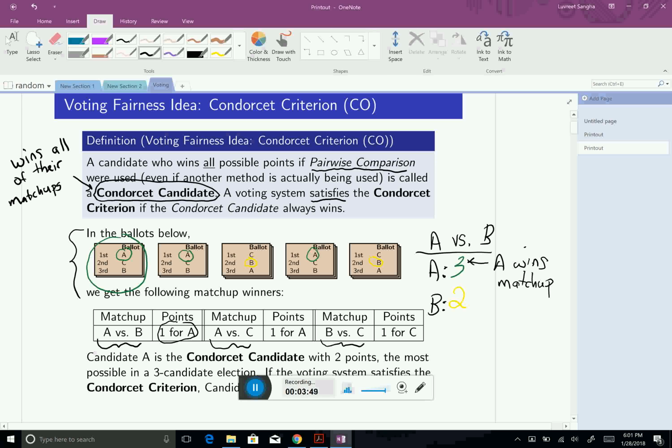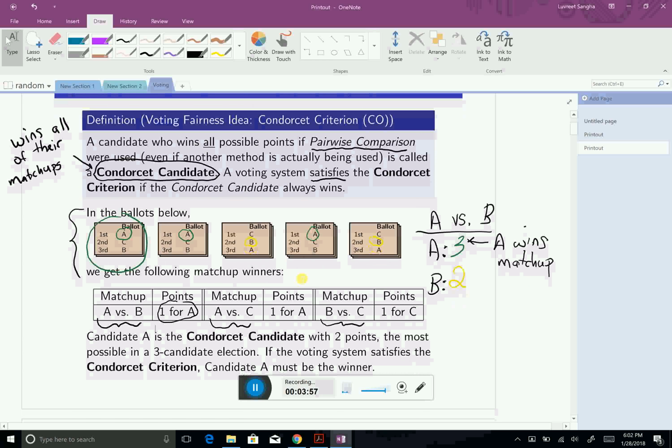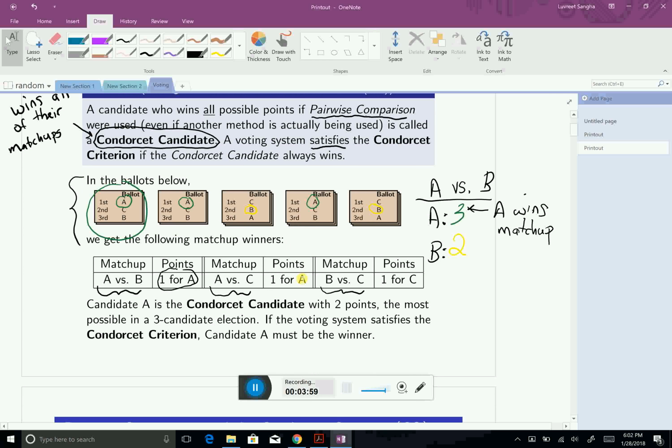And if we look at the other matchups, A wins the matchup against C, so A gets a point there, and in the matchup between B and C, C wins that matchup. So C gets 1 point. So overall, A is the Condorcet candidate because A won both of his matchups. So if this voting method satisfied the Condorcet criterion, A would have to be the winner.